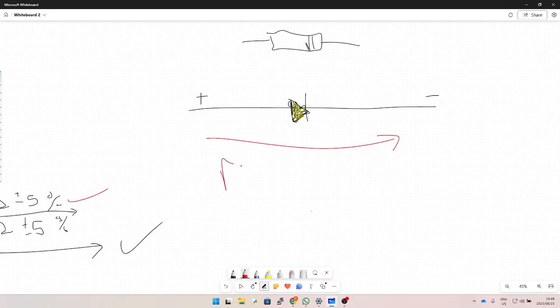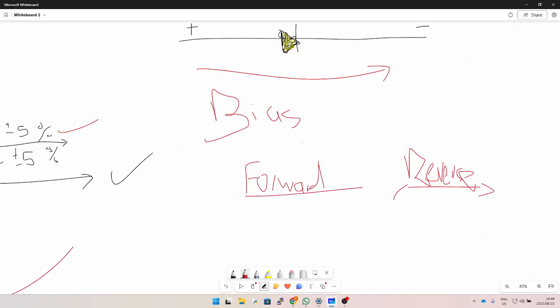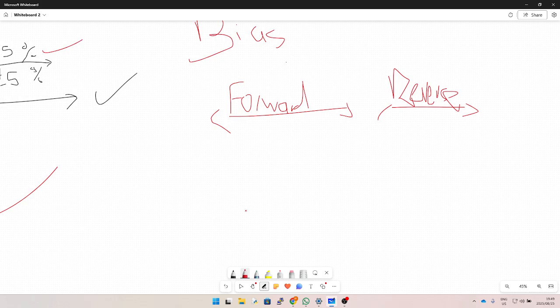Now with bias, it's simple. You get two types: forward and reverse. Remember it as reverse. On your car, when you go backwards, you say you put it in reverse gear, right?